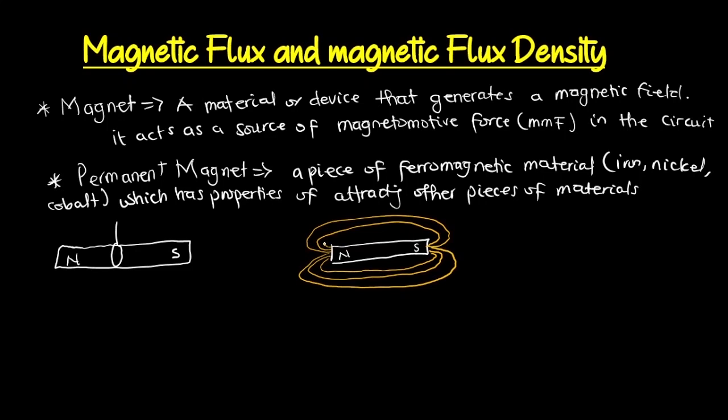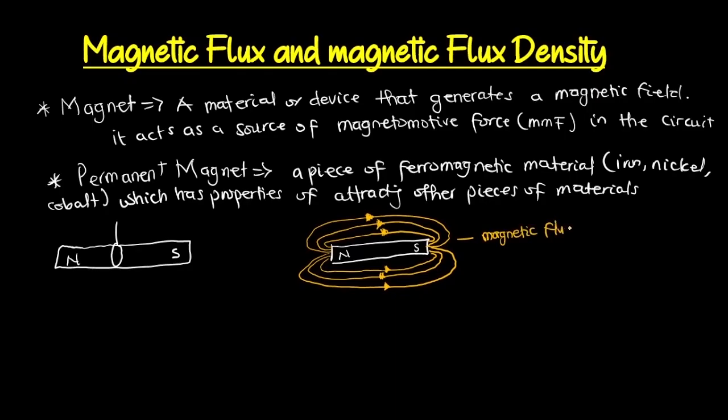Okay, so from the north to the south. To show that, we use arrows to show that it is moving from the north to the south. Okay, so yes, like this, like this, and like this. These lines are what we are calling the magnet or the magnetic flux.